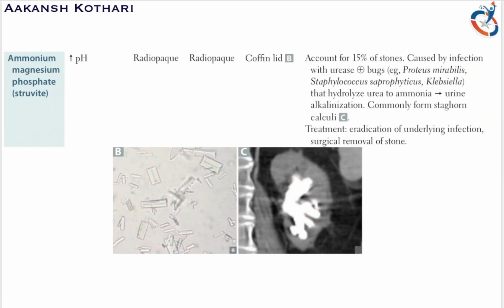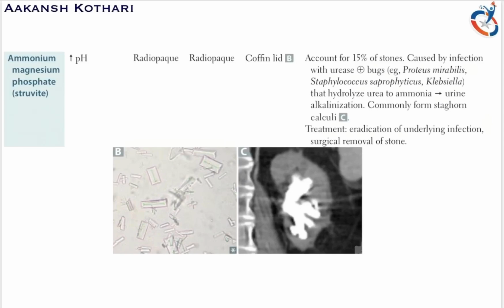It is usually a coffin lid shaped stone. You can look at this diagram. This is coffin shaped. It accounts for about 15% of stones. That is the second most common type of stone after calcium stones, and it is caused by urease positive organisms.